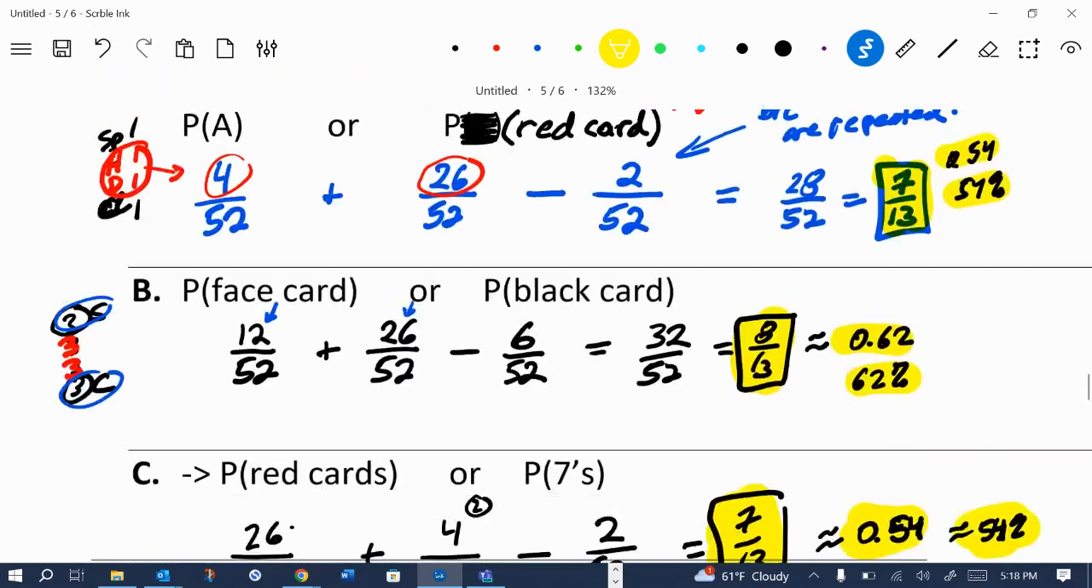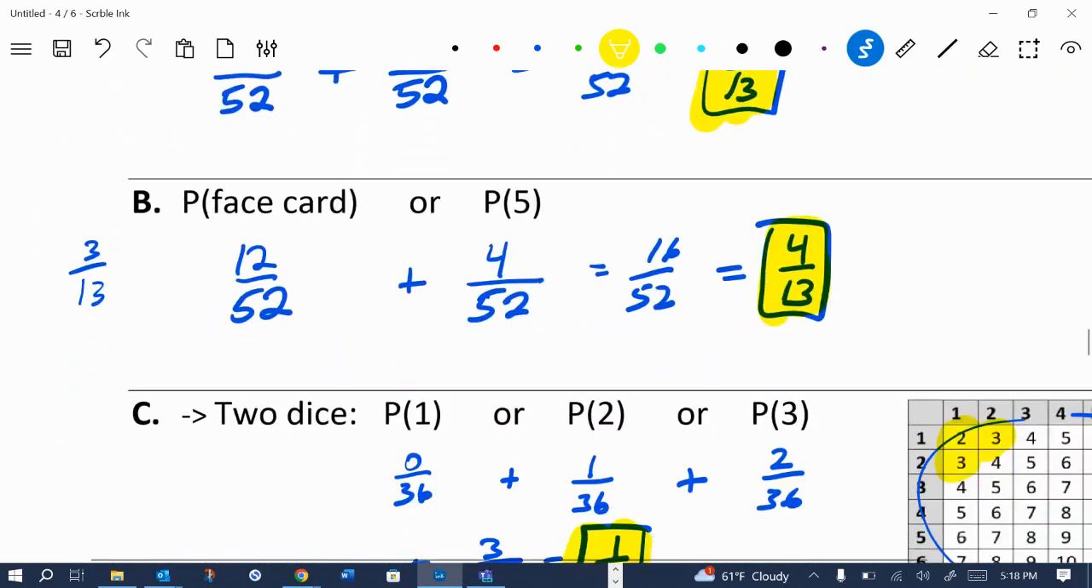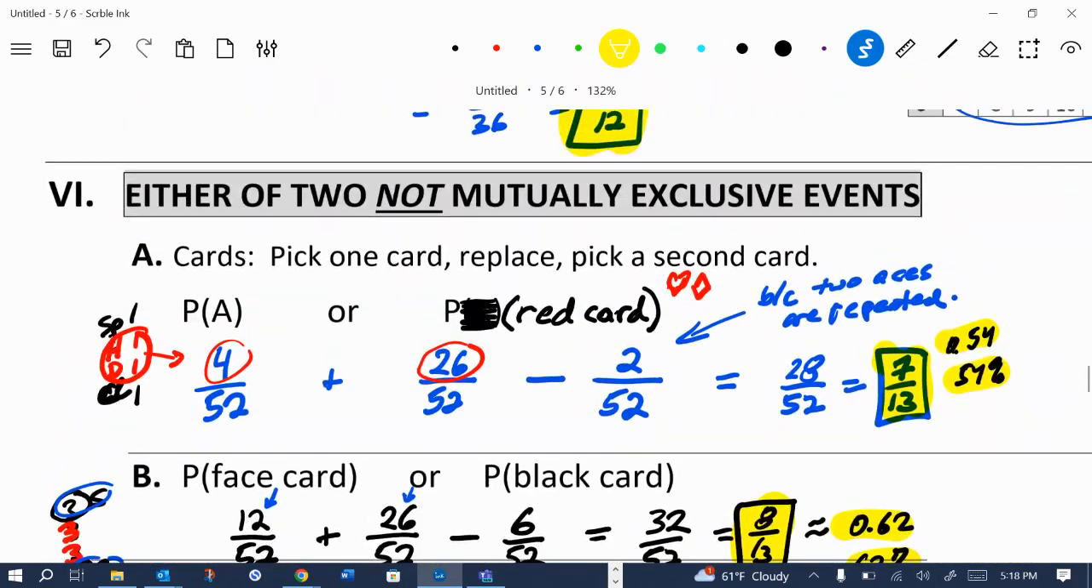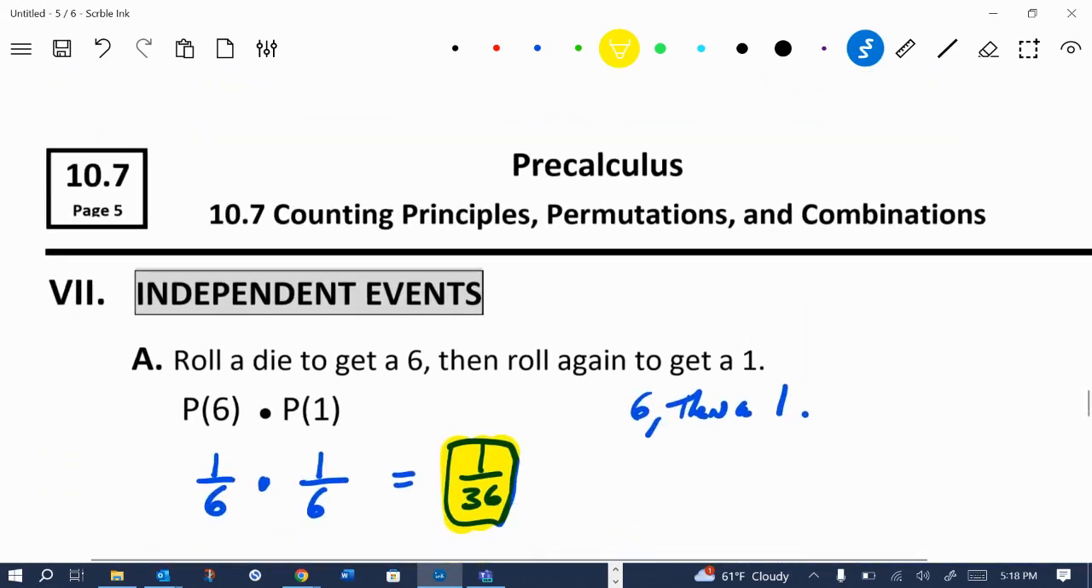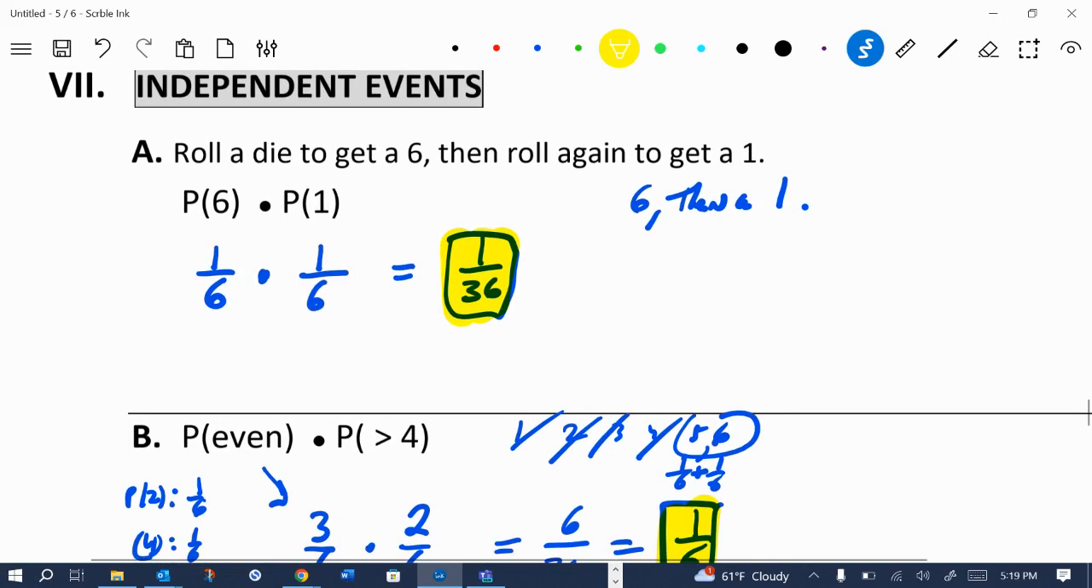Okay, so what we've looked at is mutually exclusive events, not mutually exclusive events, and then independent events. These are good examples to get comfortable with, so that when you see the wording of something you know whether you are adding and subtracting or multiplying. And that finishes the notes I have for the probability section for 10.7.